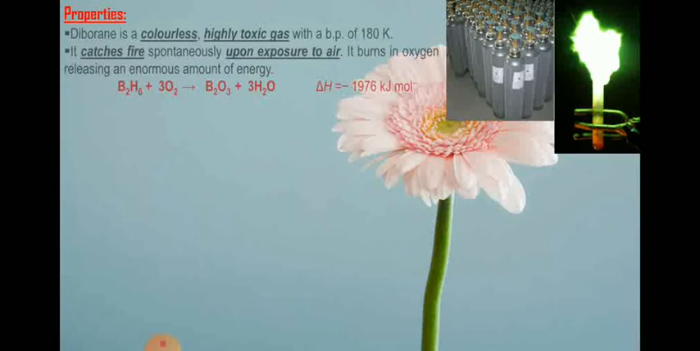Properties of diborane: it's a colorless, highly toxic gas. Can you see here? This diborane is stored in a cylinder. These are diborane cylinders. It's a highly toxic gas having a boiling point of 180 Kelvin. It catches fire spontaneously, very quickly, whenever it is exposed to air.